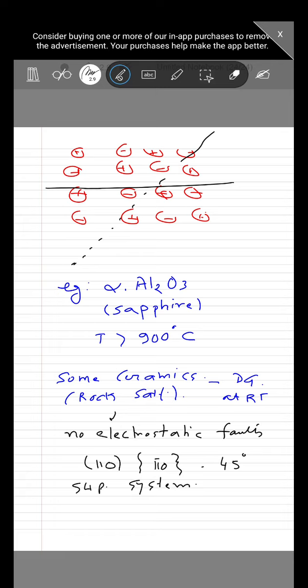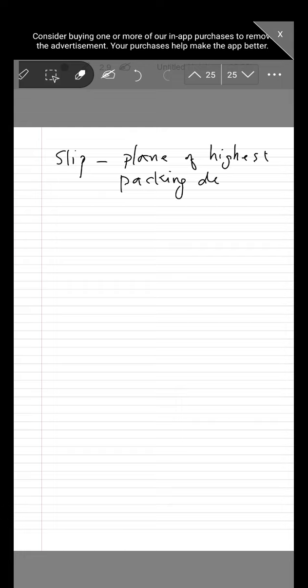Now the rule for determining slip systems in crystalline materials is the following: the slip occurs on the plane of highest packing density, as we all know, and in the direction of the smallest unit.